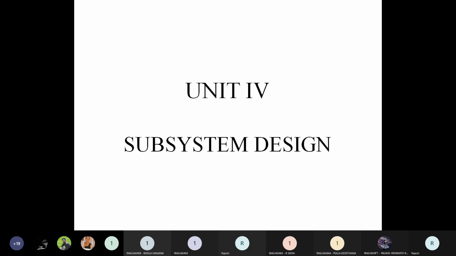One is cost and performance. So low cost and high performance. Low cost, high performance, less area, low power, high speed. So this is designed for all the subsystems. So unit 4 subsystem, first part is data path.